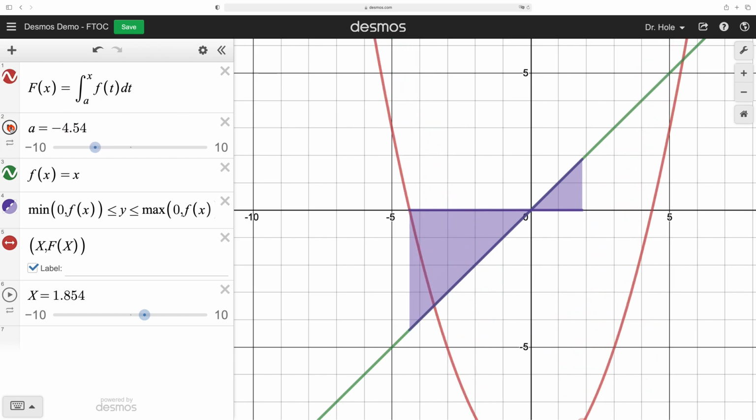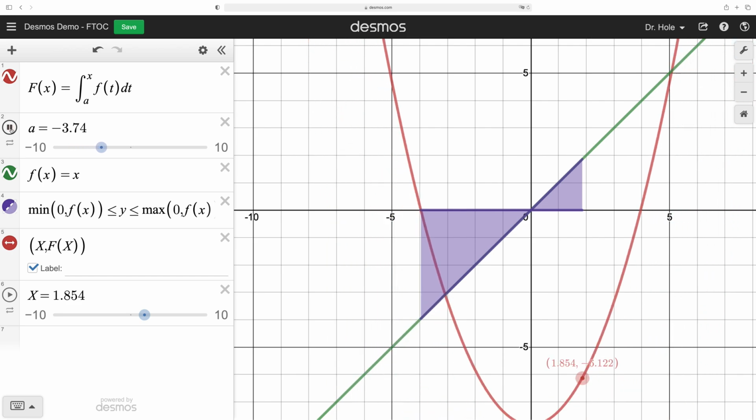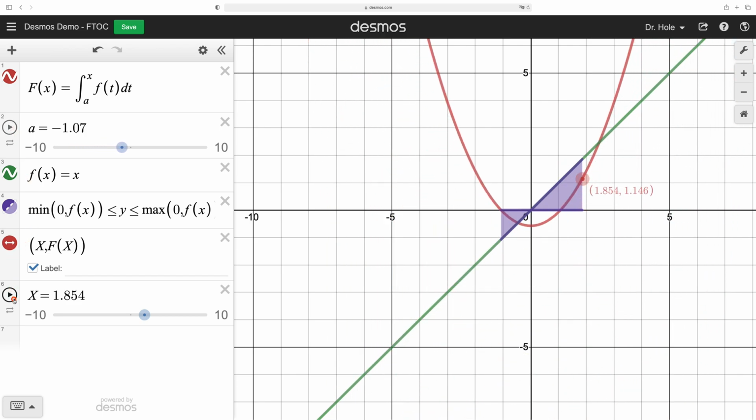Very nice. Hit play. All right. And hit play on X. And there you go. So this is the fundamental theorem of calculus.